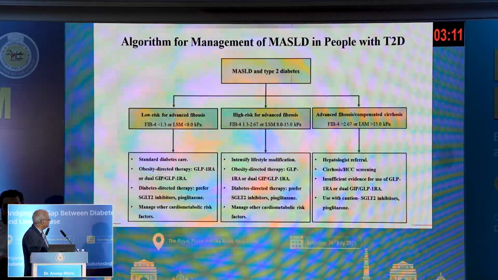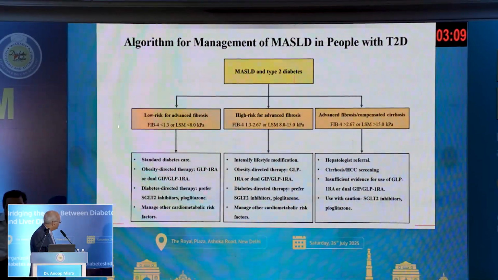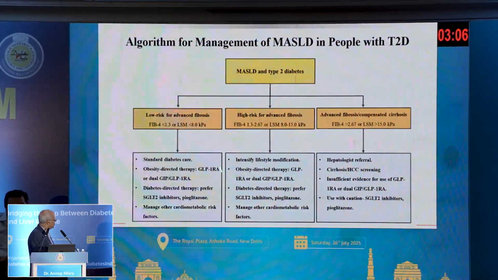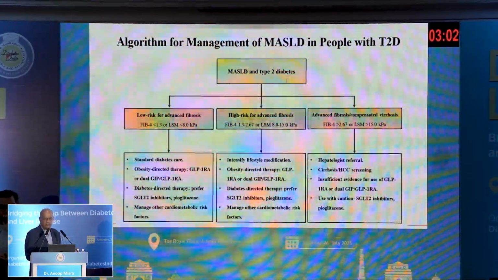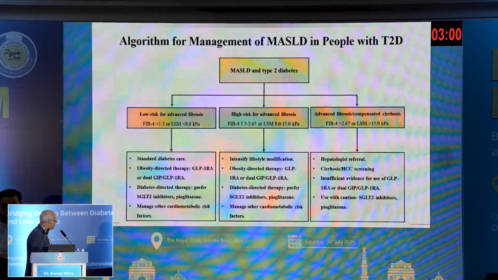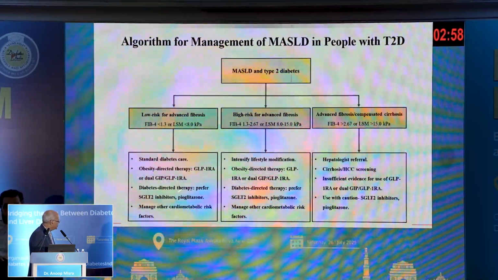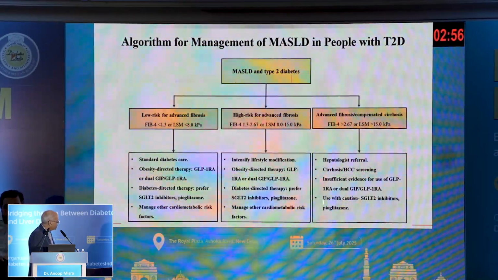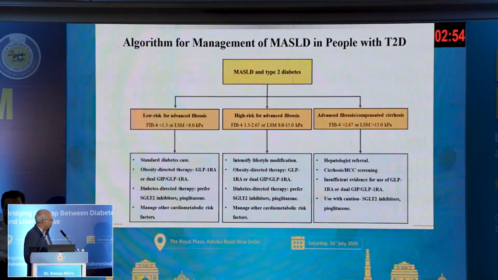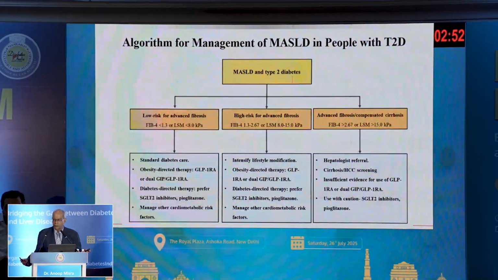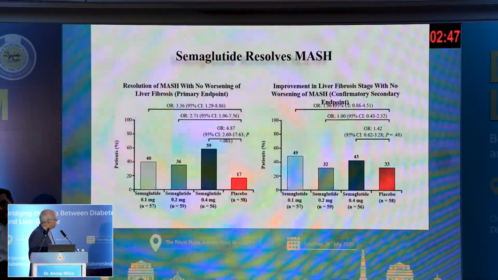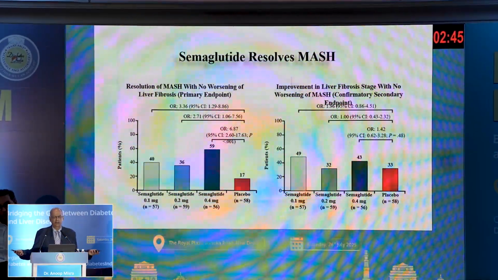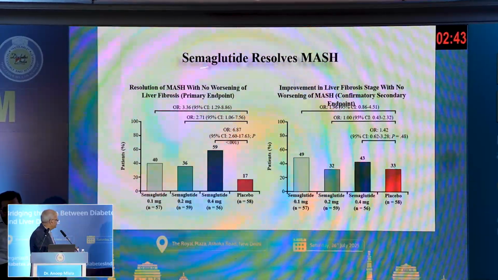And if you look at the algorithm here, even in the low-risk population, apart from standard care, you should consider GLP-1 receptor analogs, SGLT2 inhibitors, and pioglitazone. For high risk, intensify it, and in advanced cirrhosis, we do not have much data as far as the use of these compounds is concerned.